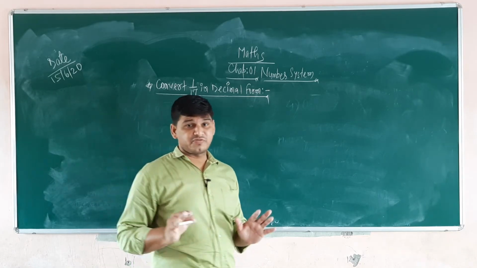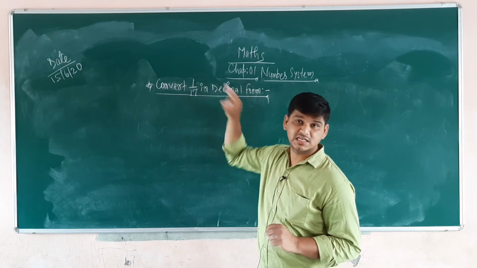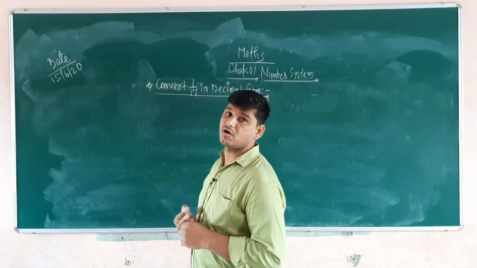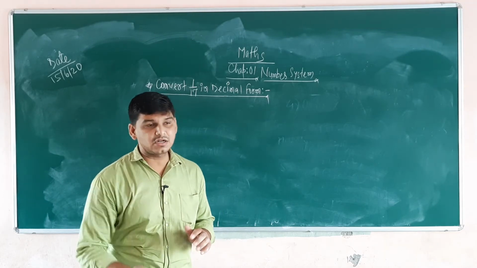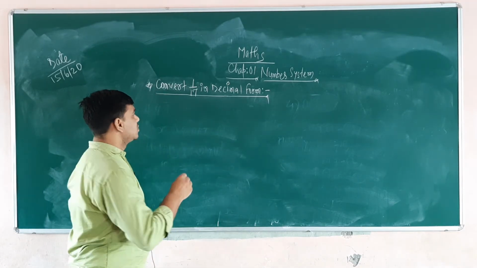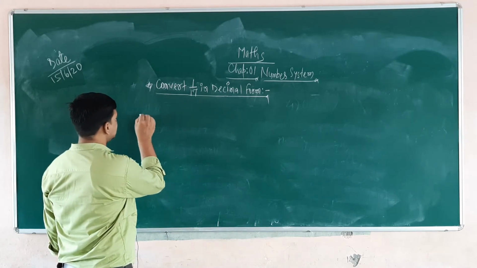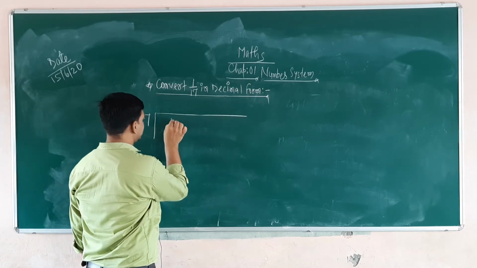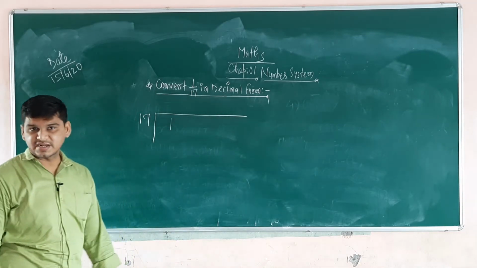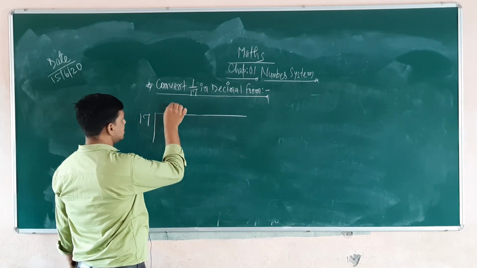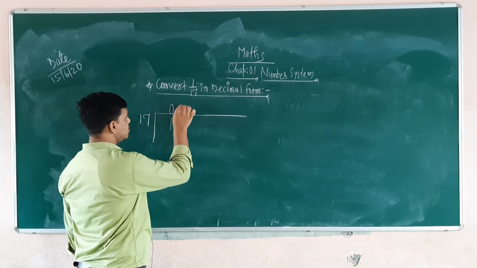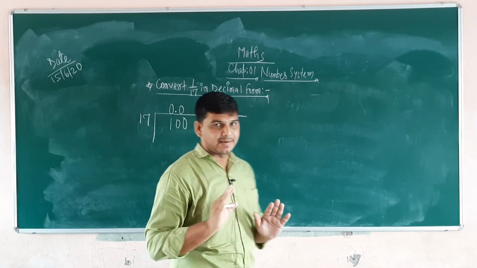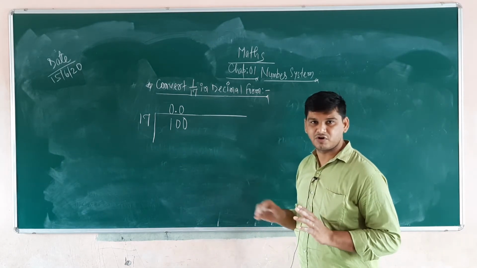So if a fraction value is given, like 1 by 17, it is a fraction value and that is converted in the form of a decimal. So we have to apply the long division method. By applying the long division method, we divide 1 by 17. First of all, 0 point, that making 0, also 0, there is a 100. That is the first step. By applying the long division method, we can convert it in the form of decimal.